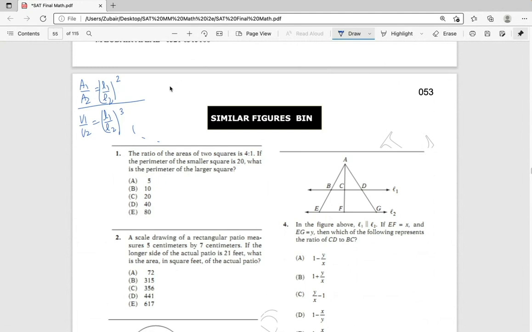Relation between area and volume: area cubed is equal to volume squared.